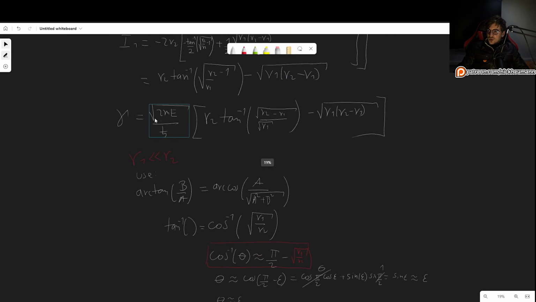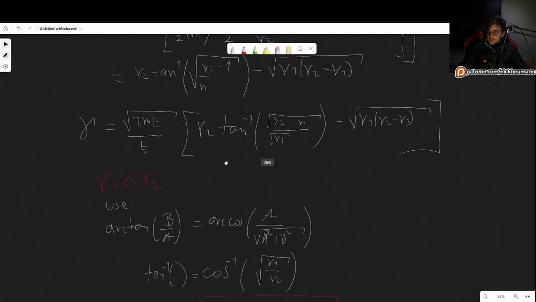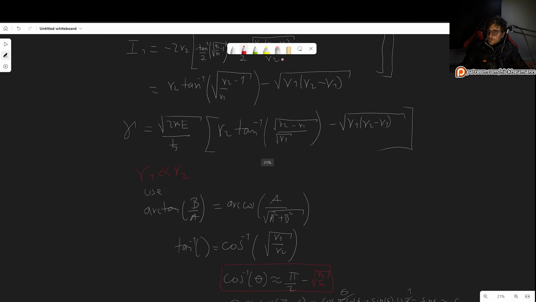So now let's go to our result and apply this approximation. Let's write this as the inverse cosine: cosine to the minus 1 of the square root of r1 over r2. This was the result that we had seen from Griffiths, and I just wanted to make that clear in case anybody was wondering. Now, instead of having this, we write pi over 2 minus the square root of r1 over r2.